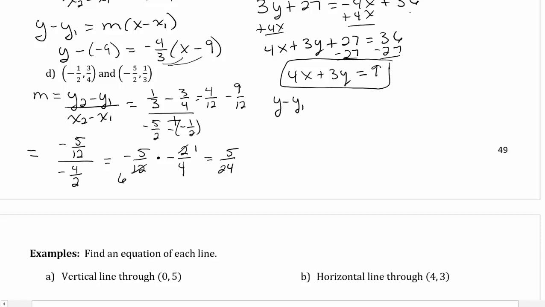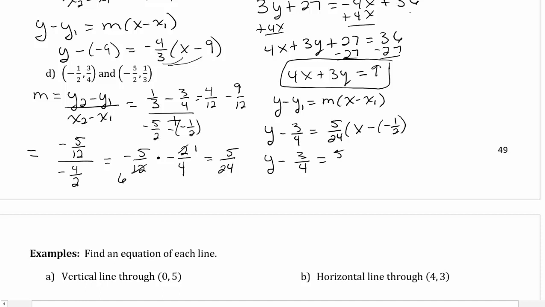Y minus y1 equals m times the quantity x minus x1. So that's going to be y minus 3/4 equals 5/24 times x minus a negative 1/2. So that'd be y minus 3/4 equals 5/24x. And then this is plus 1/2, so that would be plus 5/48.